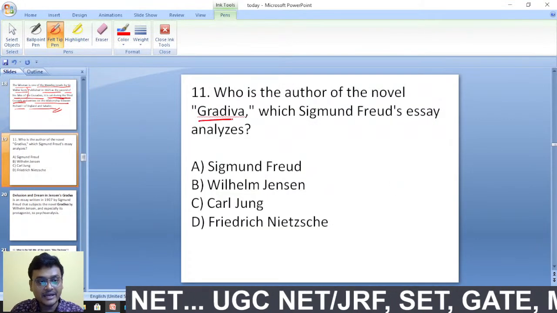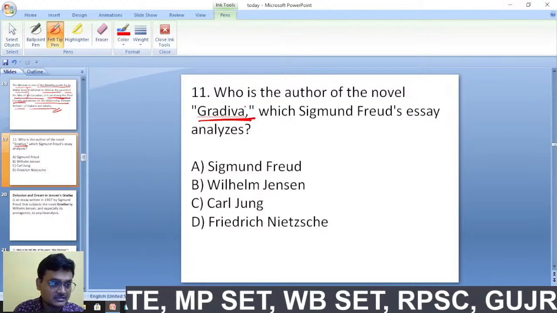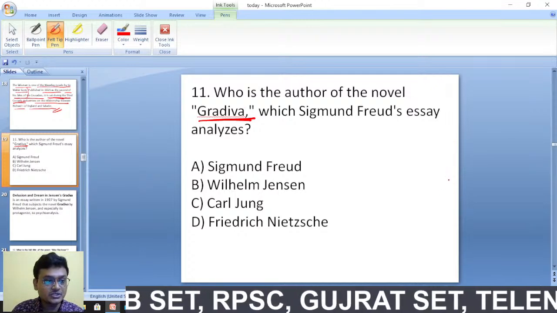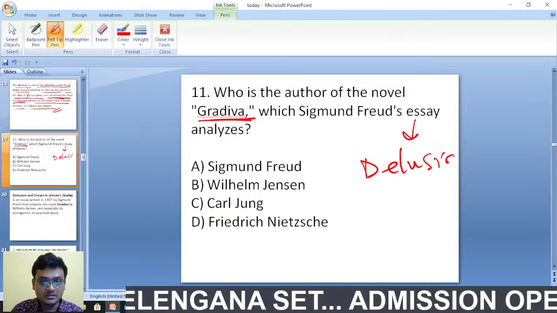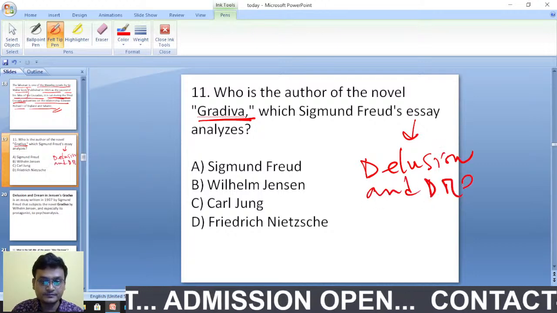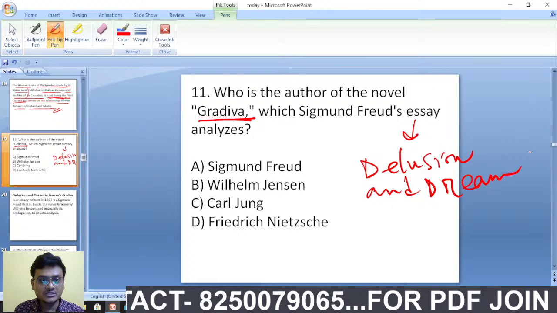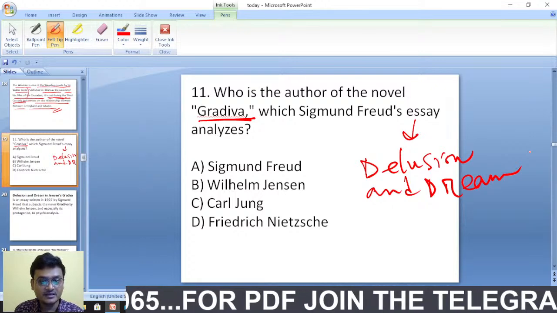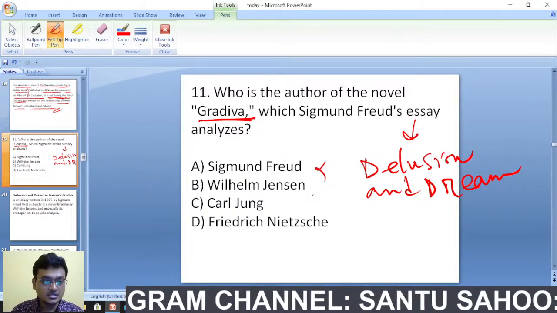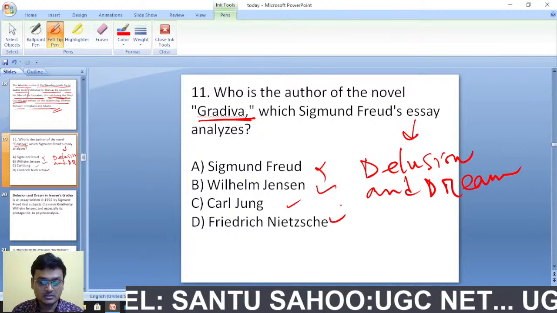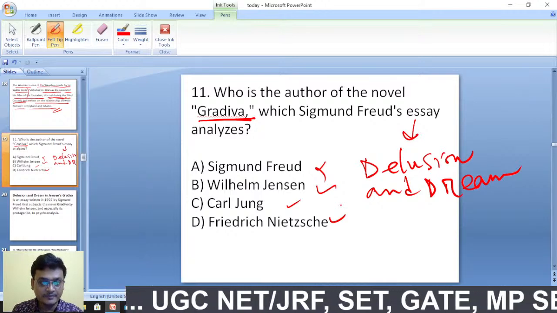Who is the author of the novel Gradiva, which Sigmund Freud's essay analyzes? And the name of the essay is actually Delusion and Dream. Options: Sigmund Freud, William James, Carl Jung, Friedrich Nietzsche. Who is the author of the novel Gradiva, which Freud's essay Delusion and Dream analyzes?